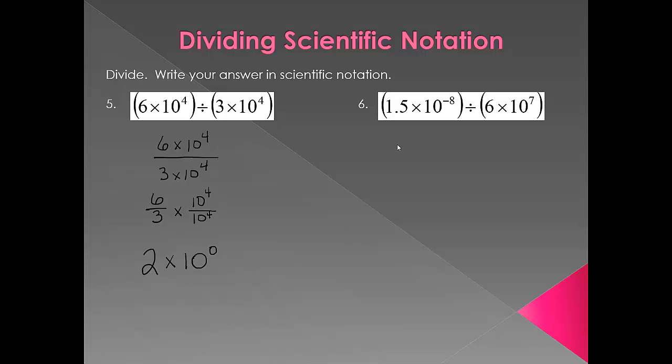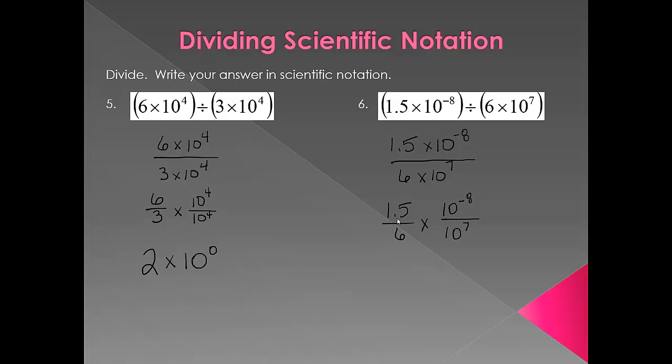Now for number 6, I have the quantity 1 and 5/10 times 10 to the negative 8th power divided by the quantity 6 times 10 to the 7th power. So first I'm going to write this out as my fraction. So I have 1 and 5/10 times 10 to the negative 8th power, and that is over 6 times 10 to the 7th power. I need to then separate my factors and my powers of 10. So I have 1 and 5/10 divided by 6, and that is times 10 to the negative 8th power divided by 10 to the 7th power.